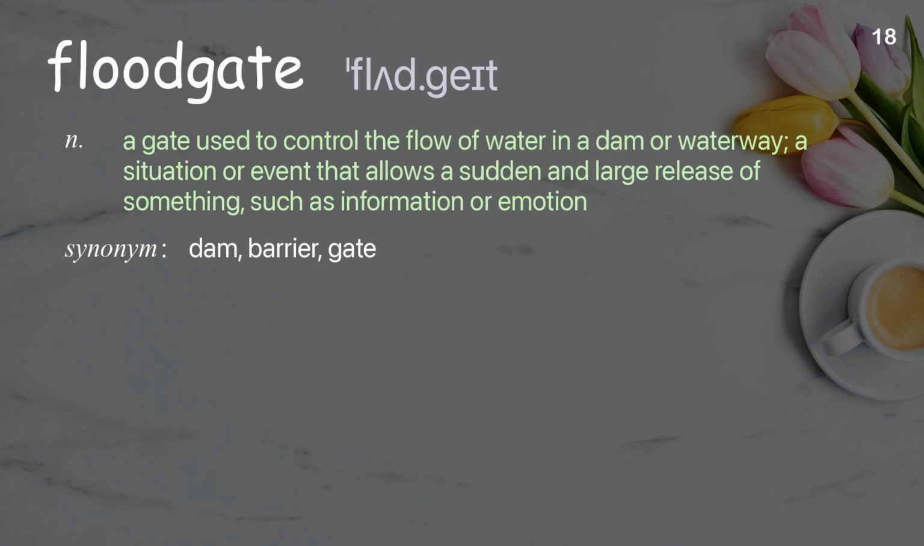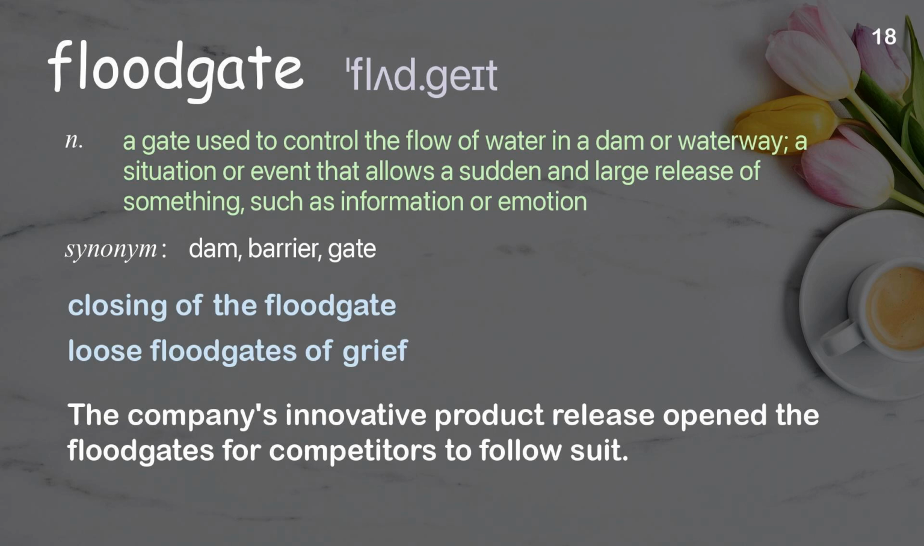Floodgate. A gate used to control the flow of water in a dam or waterway; a situation or event that allows a sudden and large release of something, such as information or emotion. Examples: Closing of the floodgate. Loose floodgates of grief. The company's innovative product release opened the floodgates for competitors to follow suit.